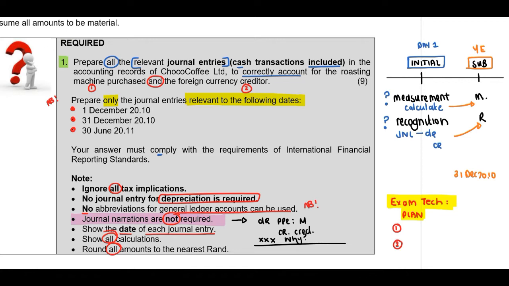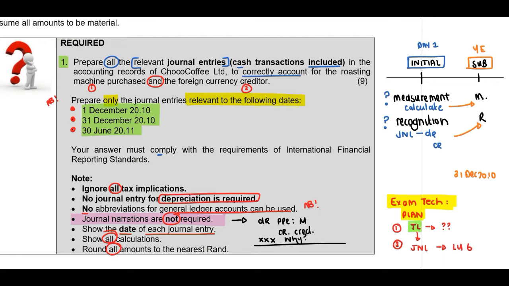Now, when I look at this, it's a journal. Therefore, in terms of this journal, with all of the different variances or different information here, I want the timeline, because the timeline needs to tell me when I need to recognize what. Then I'm going to make use of my timeline, and I will be able to include my journal in accordance with my learning unit 6 principles. Important in terms of our timeline, remember only 1 December 2010, 31 December 2010, and 30 June 2011.